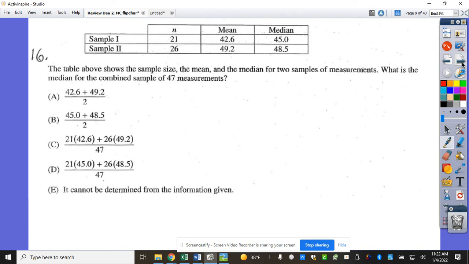What is my equation to find the mean? How do I find a mean?